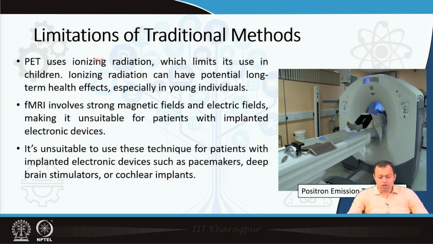The limitation of the traditional methods is simply this: positron emission tomography uses ionizing radiation, which limits its use in children. Ionizing radiation can have potential long-term health effects, especially in young individuals. Functional MRI, magnetic resonance imaging, involves strong magnetic fields and electric fields, making it unsuitable for patients with implanted electronic devices. At the same time, fMRI does not have that much of a resolution. I have been telling you they do not have this much of a resolution.